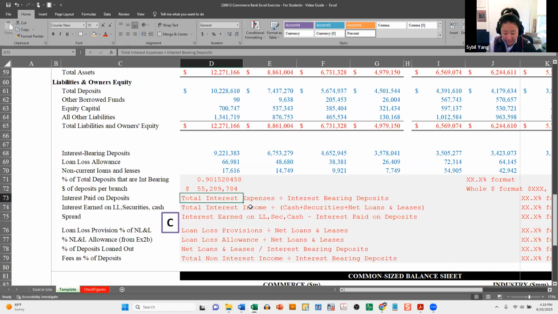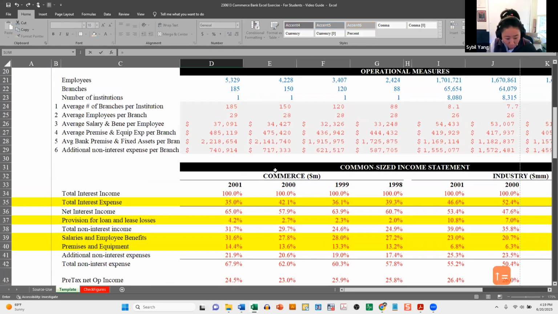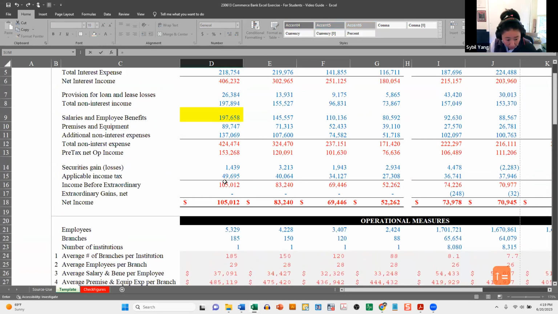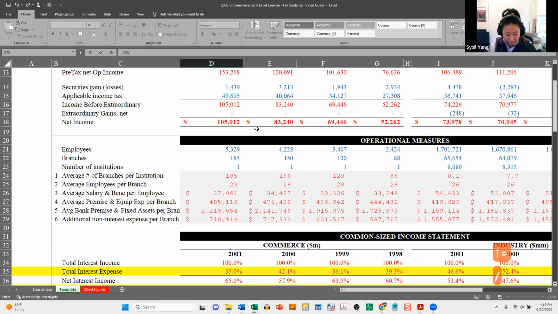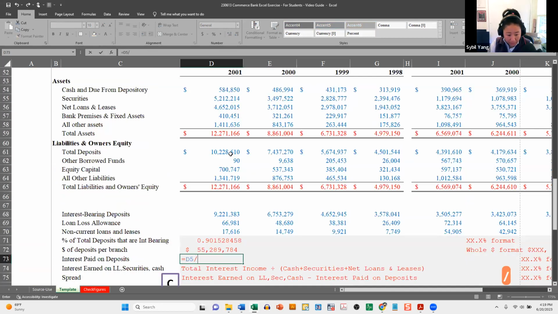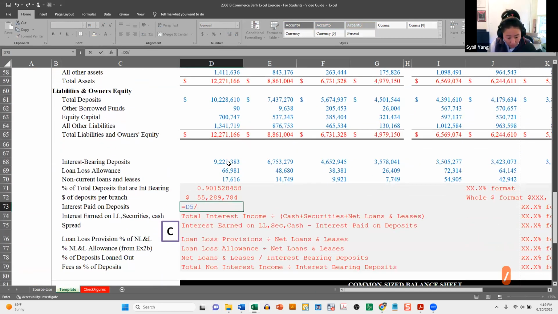Okay. Interest paid on deposits. So the interest rate paid on deposits is total interest expense divided by interest bearing deposits. So how much do I pay out in interest? Okay, total interest expense divided by interest bearing deposits. And since this is a rate, right, I don't need to multiply by 1,000.